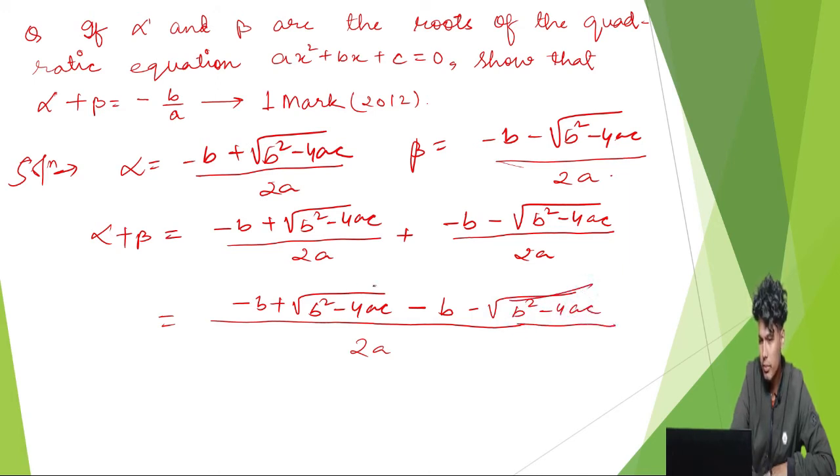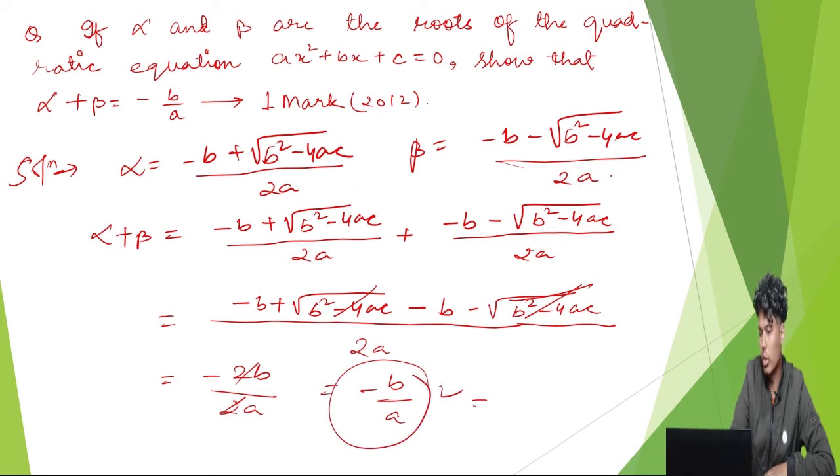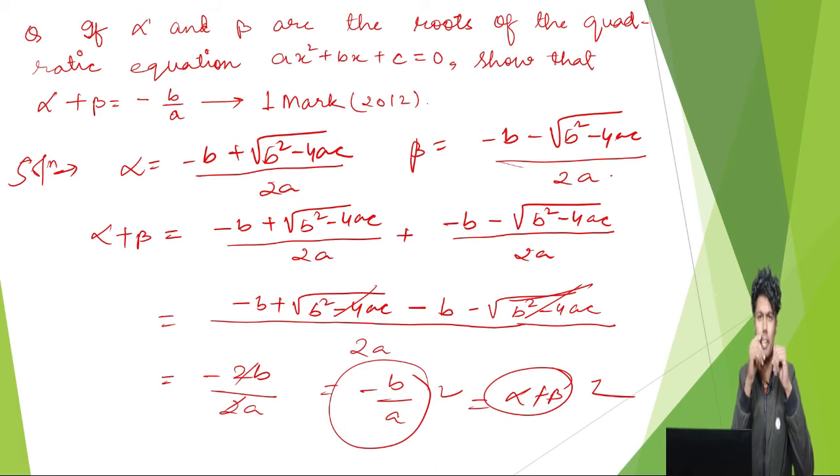These two cancel. Okay, let me cancel properly. So minus b, it will be minus 2b by 2a. The 2 cancel, so it is minus b by a, is equal to alpha plus beta. Alpha plus beta is equal to minus b by a. That's all.